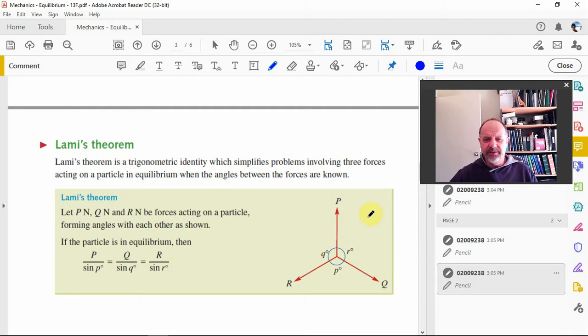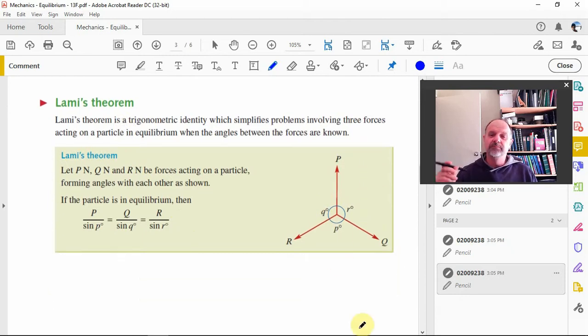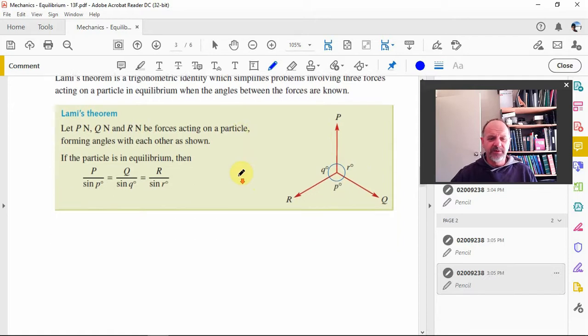So we've got these forces in equilibrium, and P and the angle P is the one opposite to where P joins, so it doesn't include P. So P over sine P is the same as Q over sine Q, which is the same as R over sine R. Even when you look at it, there are some very close similarities to the sine rule there. So we can use Lami's theorem.